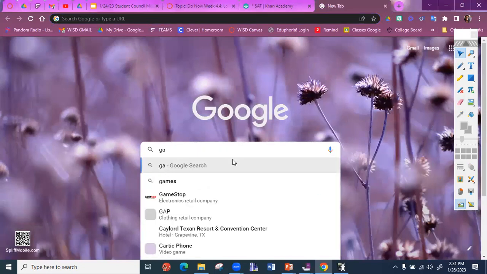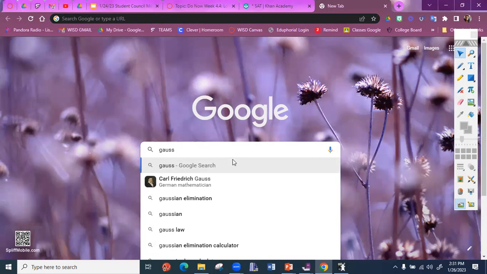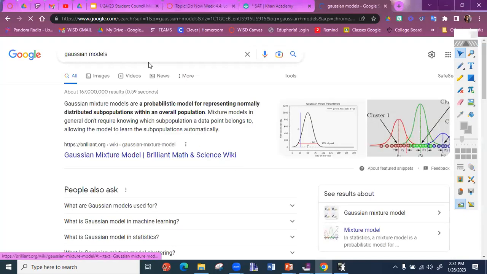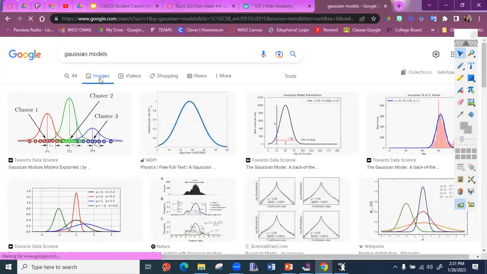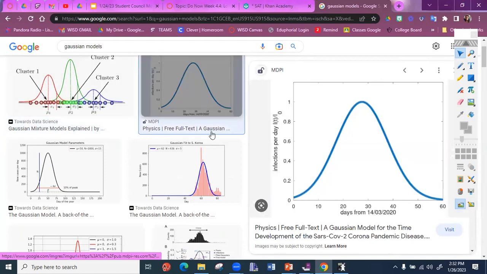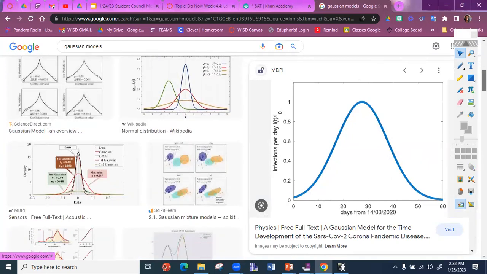We have Gaussian models. Hopefully it pulls up a good bell curve. There we go. So as you can see, you can see the mean, our average, is right here. But I was just trying to get you to see that it is a bell curve and it's being equally distributed amongst the curve, okay?